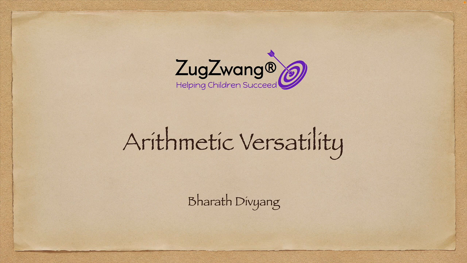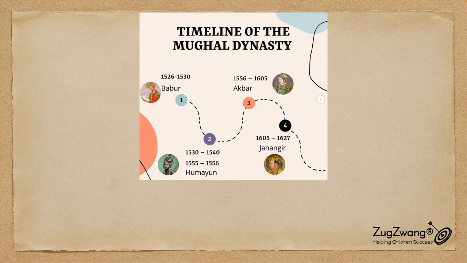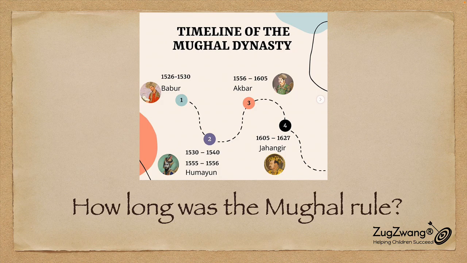In this video, I'll be talking about arithmetic versatility. Yesterday on social media, I saw this posting, and it got me wondering, how long did the Mughals rule? How long was the Mughal rule? This image shows me that 1526 was a starting point, but when did it end?